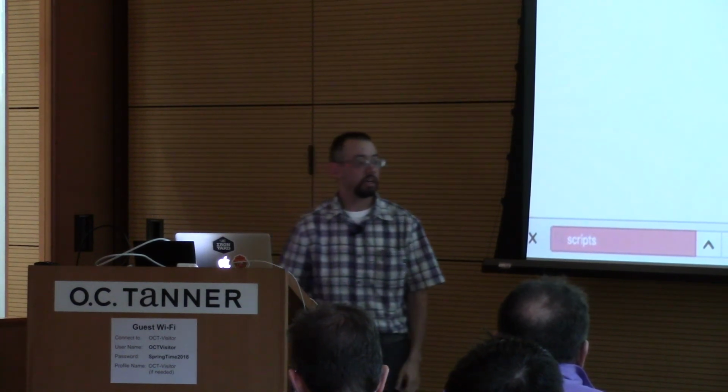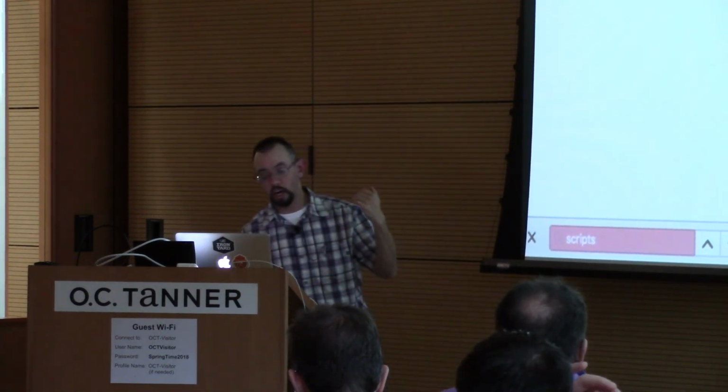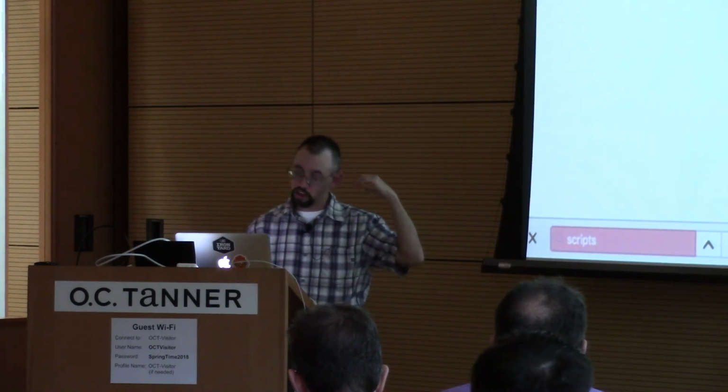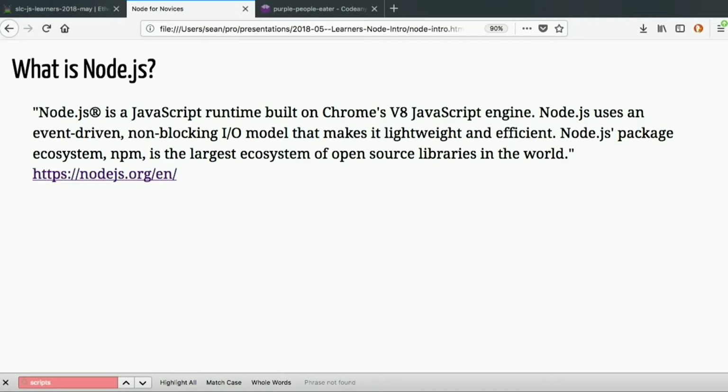So what is Node? Well, according to the Node.js documentation, Node is a JavaScript runtime built on Chrome's V8 JavaScript engine, uses an event-driven, non-blocking I/O model that makes it lightweight and efficient. It includes a package ecosystem. NPM is the largest ecosystem of open source libraries in the world.